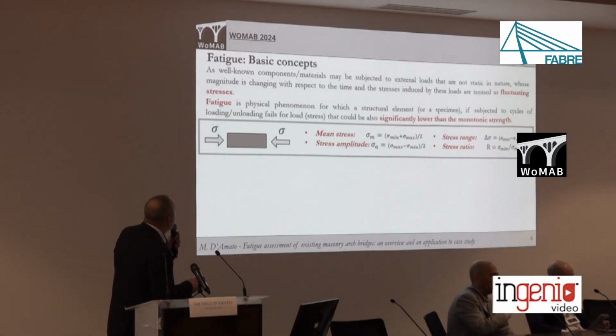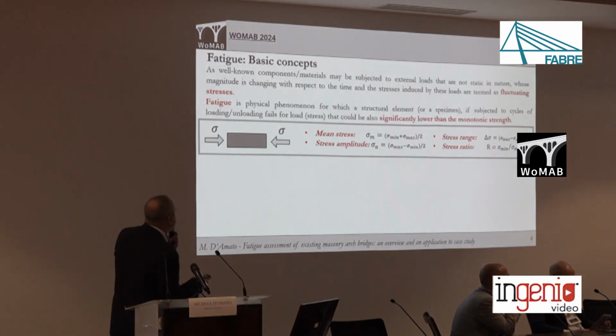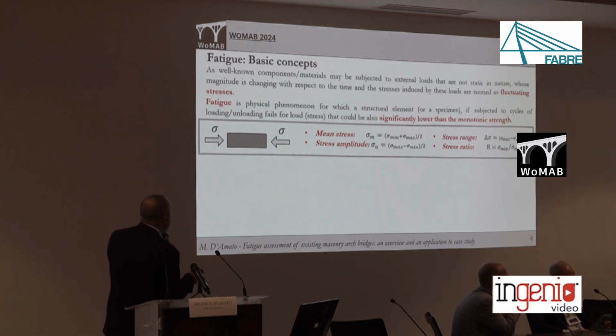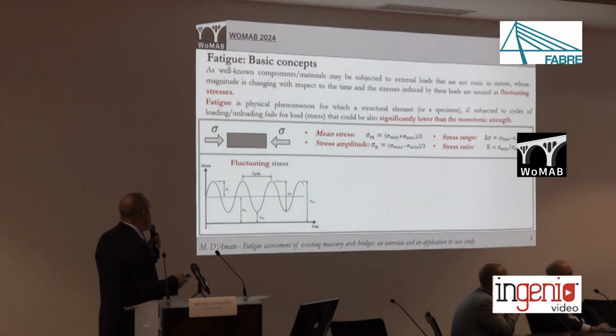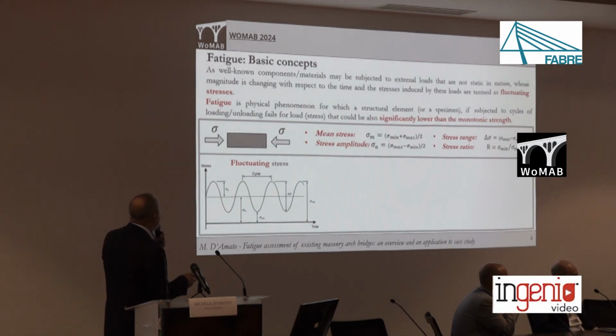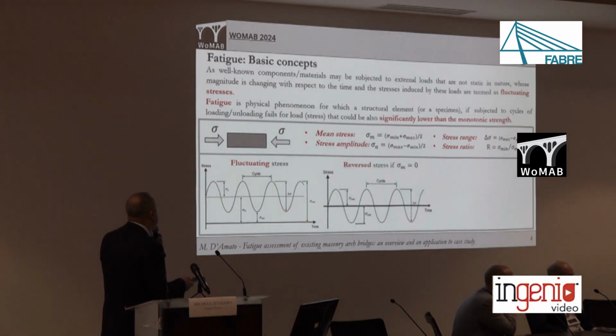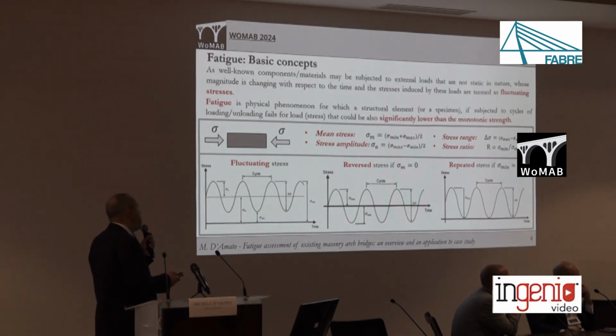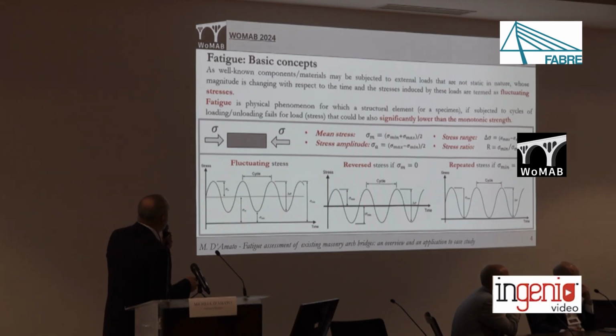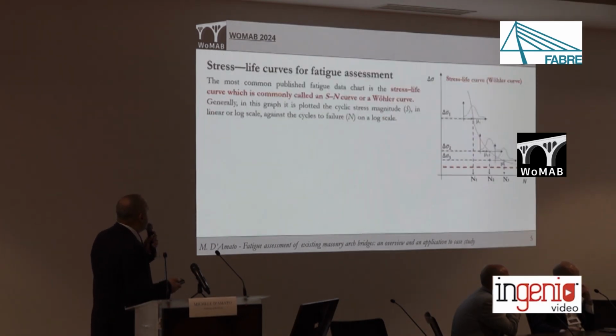Okay, thank you. We can define the mean stress, the stress amplitude, or the stress range, that is simply the difference between the maximum and minimum value of the stress imposed. Here I reported some simple cases regarding fluctuating stress when the minimum and maximum values are different from zero. The first is reversed stress, when the mean value is equal to zero, and the last one is repeated stress, when the minimum value is equal to zero.